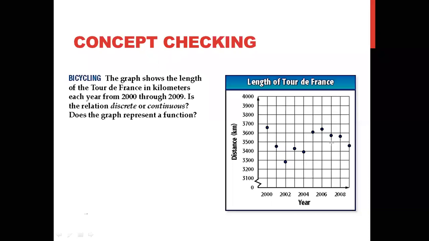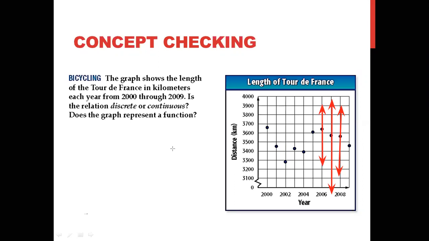1, 2, 3, all of them, the vertical line will cut just one point in each one. One point only for all of them. Therefore, this is a function, of course.